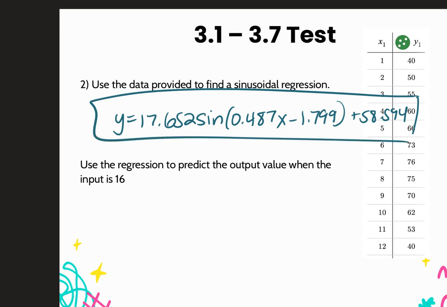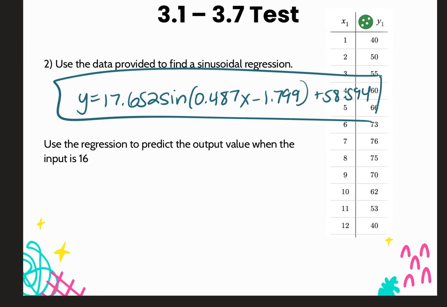Then it says use the regression to predict the output value when the input is 16. So I just do y1 of 16. And I get 53.512.